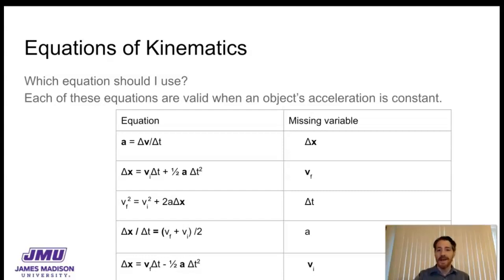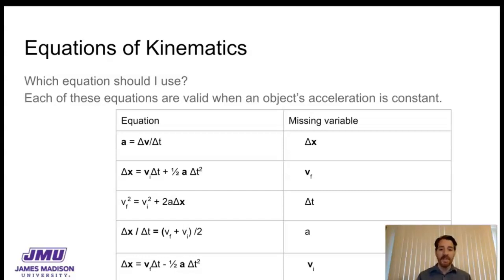The fourth one is actually the one equation that's not on the equation sheet, but delta x over delta t is on the equation sheet as equaling v average, and v final plus v initial over 2 is on the equation sheet as equaling v average. So if you take the two equations that are on the equation sheet for v average and set them equal to each other, you actually get this equation. And again, it's useful if the object is accelerating, but you don't know the value of the acceleration and you're not asked for the value of the acceleration. You're just relating the displacement to time, the initial and final velocity.